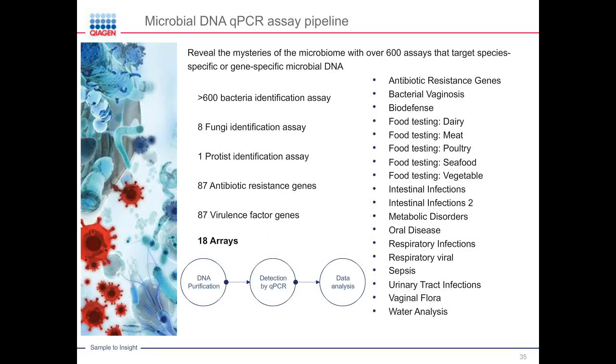So from the pathogen base, we have a lot of different arrays, as I said, and a lot of different antibiotic genes, bacterial vaginosis, a lot of different genes that are available in our end-to-end arrays. There are close to 600 different bacterial identification assays available, 8 for fungi, 1 for protists, 87 antibiotic resistance genes. This is a very popular item at our end, where a lot of people are looking at antibiotic genes and trying to find out how quickly the antibiotic genes are coming and the evolution of these genes in a specific sample.